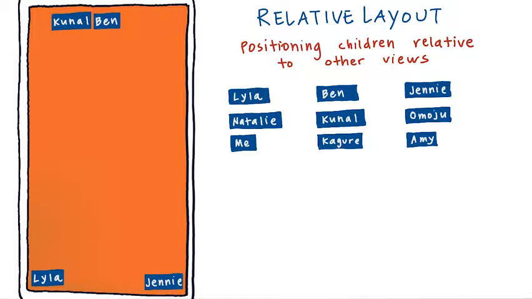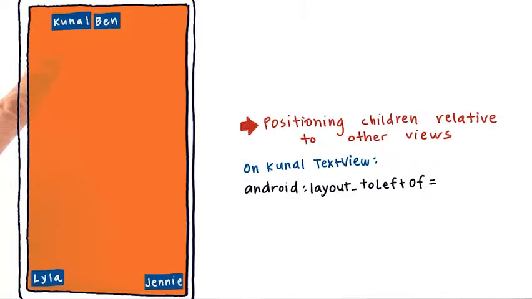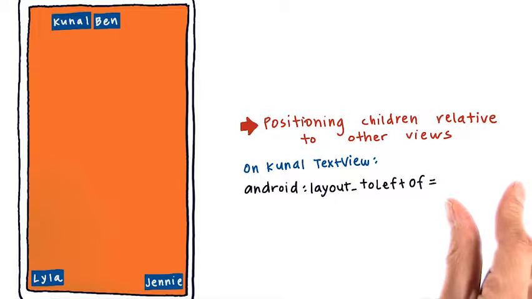Well, there's no specific attribute that says that a view should be to the left of a view named Ben. All the Android attribute names are general so that it works for any use case that you would want. We want to position Kunal to the left of Ben, but we don't know of any existing attribute names that can do that. Luckily though, relative layout has an attribute that says android:layout_toLeftOf. This means that the Kunal text view should be to the left of some view.